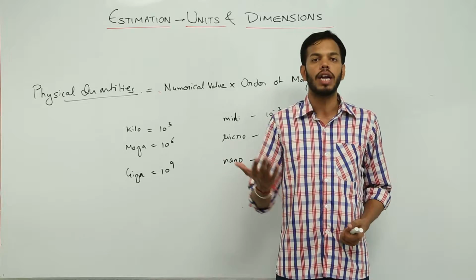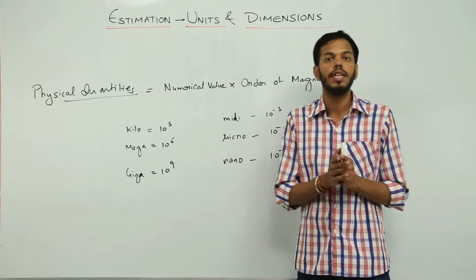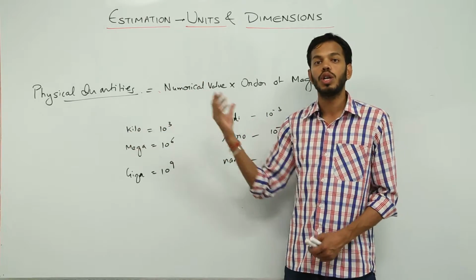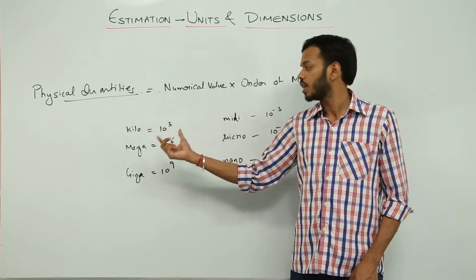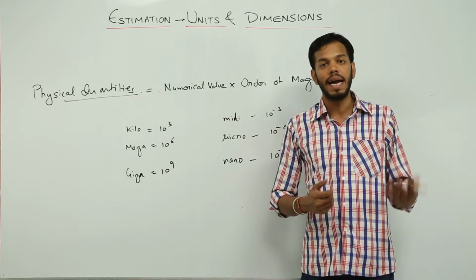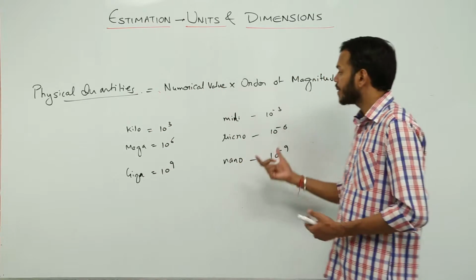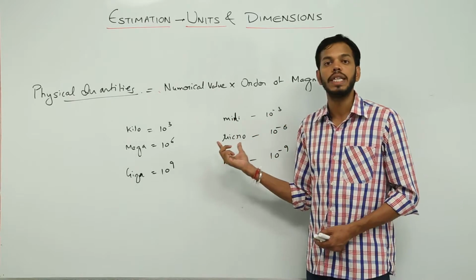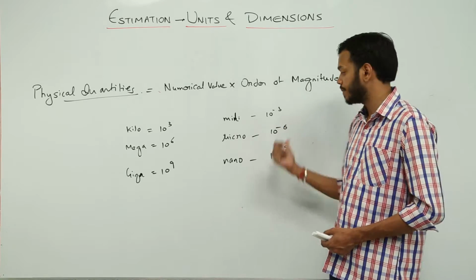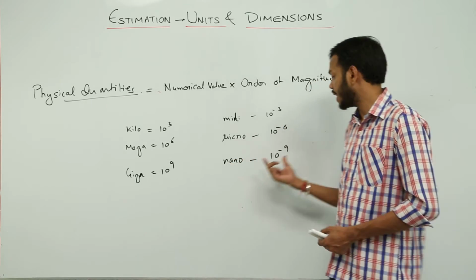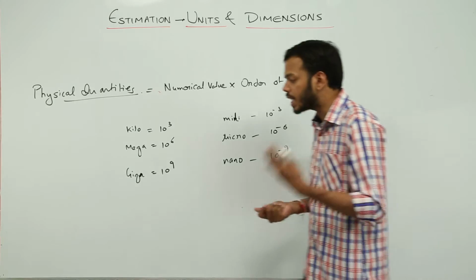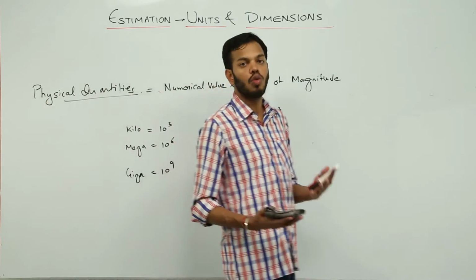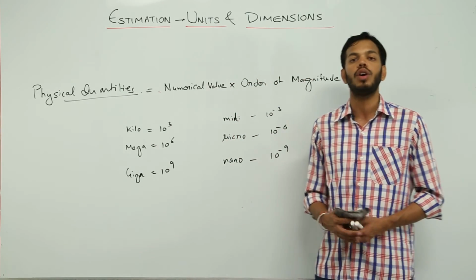For example, 2 kilograms. Gram is a unit of mass. I have used the prefix kilo. So kilogram means 10 raised to power 3 grams. Megamiles, 10 raised to power 6 miles. Millimeter, 10 raised to power minus 3 meters. Micrometer, 10 raised to power minus 6 meters. Nanonewtons, 10 raised to power minus 9 newtons. So this is how we establish the relationship between a physical quantity, its numerical value, and the order of magnitude.